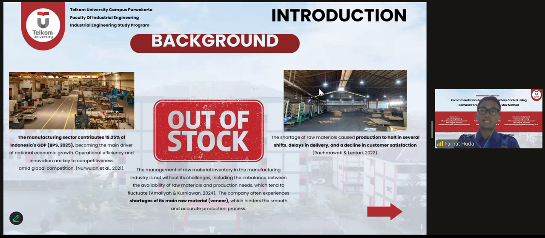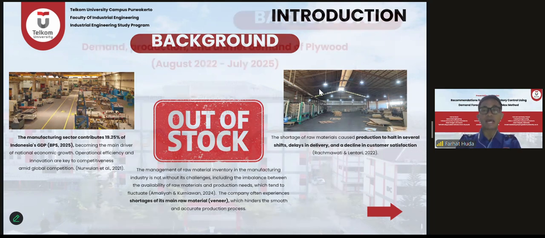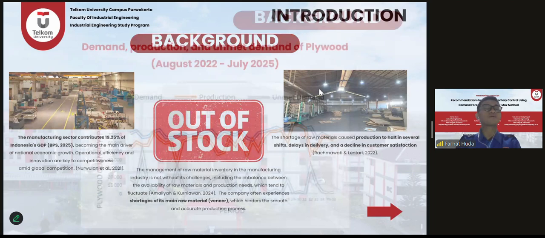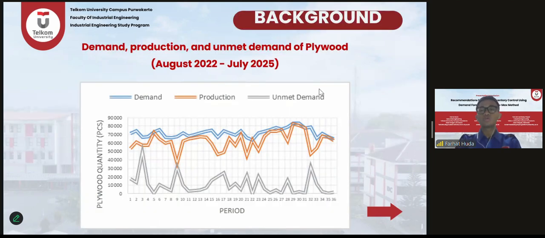From the data collected, veneer stockouts occur even when plywood demand remains high and fluctuating. The graph of demand, production, and unmet demand over the past 3 years clearly shows a gap between production capacity and material availability. This condition highlights the need for a more structured and measurable inventory control system. This graph illustrates the demand, production, and unmet demand for the period from August 2022 to July 2025, based on actual company data.